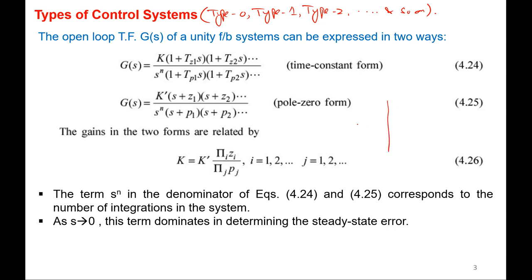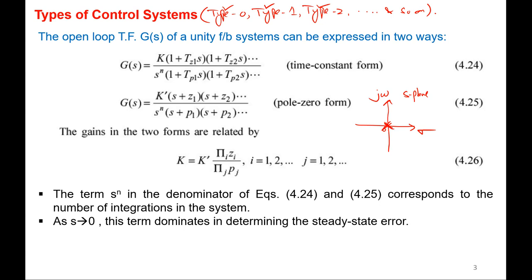You can take the S plane here. The S plane is a complex plane, sigma j omega. You can observe this is the origin. If none of the poles is located at the origin, I will call it a type 0 system. If one pole is located at the origin, I will call it a type 1 system. If two poles are lying at the origin, overlapping, I will call it a type 2 system. If there are three poles at the origin, it is a type 3 system, and so on, based on the number of poles lying at the origin in the S plane.